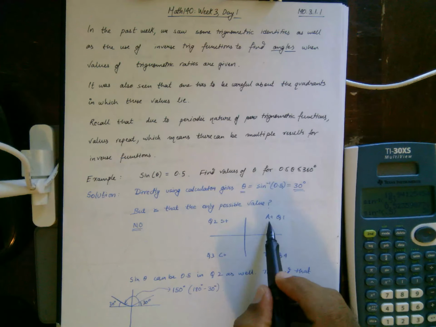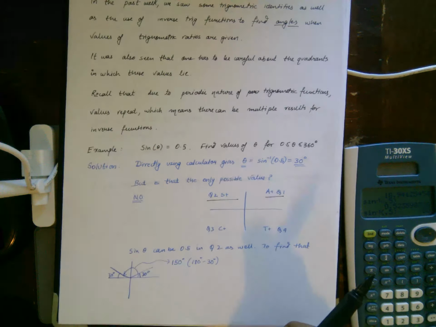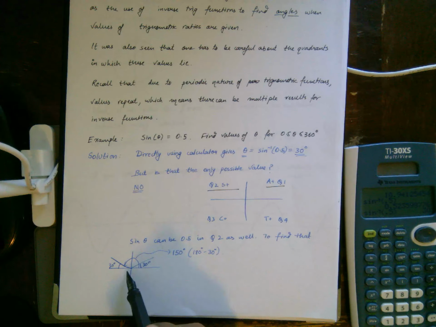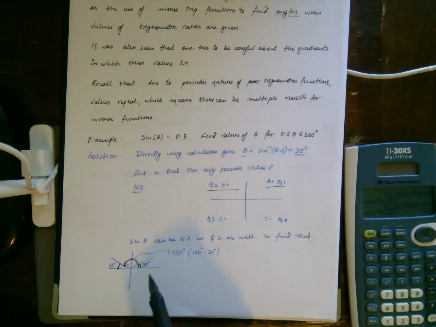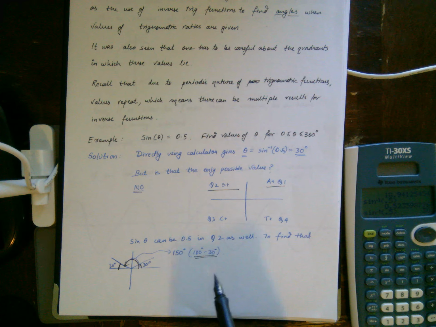sine is positive in quadrant 1 and in quadrant 2. So I need to find the quadrant 2 angle, and the rule is that whatever acute angle that you find from the calculator, 30 degrees, is going to be the same in the second quadrant, but the actual angle measure is always from the positive x-axis going counterclockwise, which you can find by subtracting 30 from 180. Gives you 150.